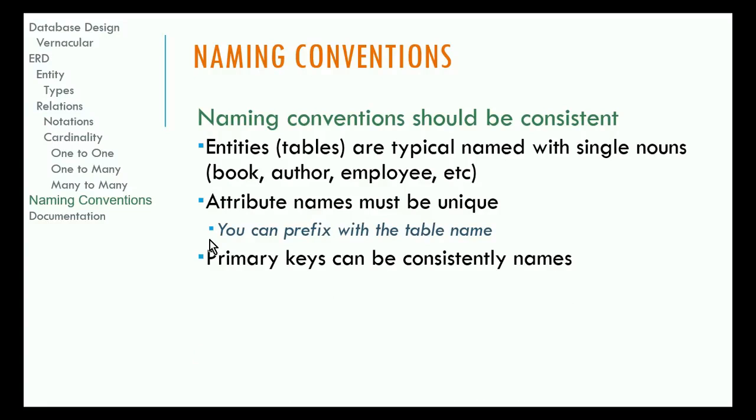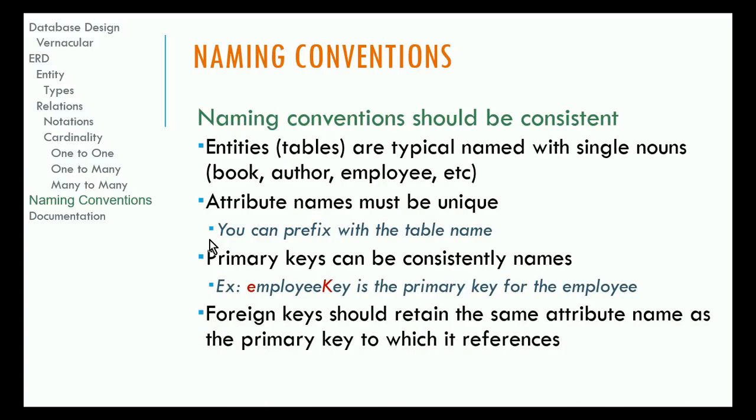You know exactly what that attribute is. Primary keys can also be consistently named. So for example, if I have an employee table and I have a primary key, I might call it employee key. And if I have a department table, I might call it department key for the primary key. So you can keep those names consistent as well so that anytime you're looking at a list of attributes, it's easy for you to pick out which one is the primary key. Again, these are not required rules. They're just best practices. Foreign keys should also retain the same attribute name as the primary key to which it references. And we're going to use primary keys more later on in our physical design.